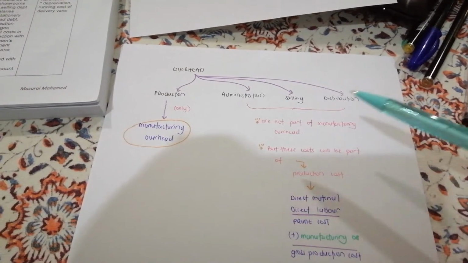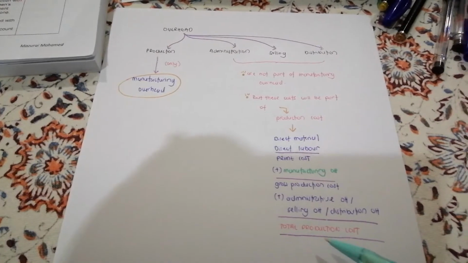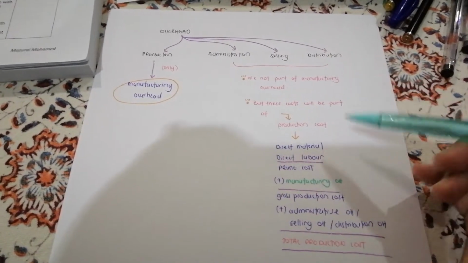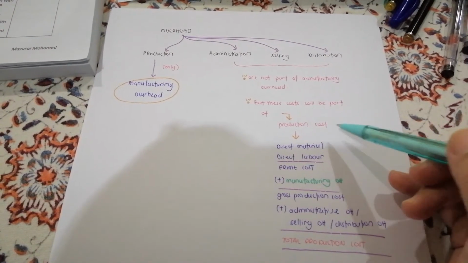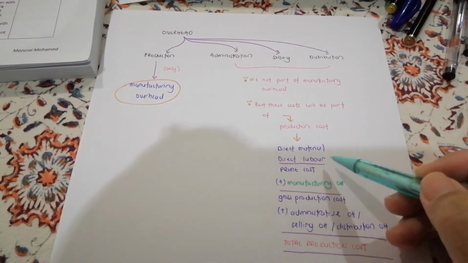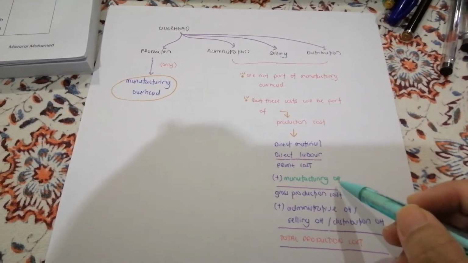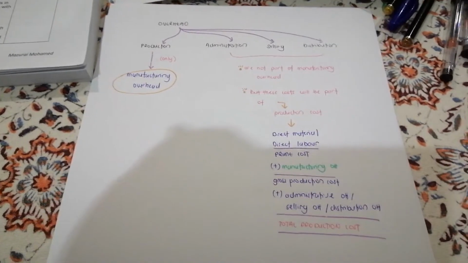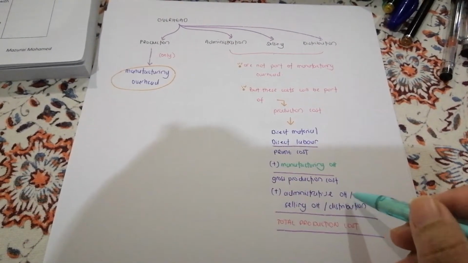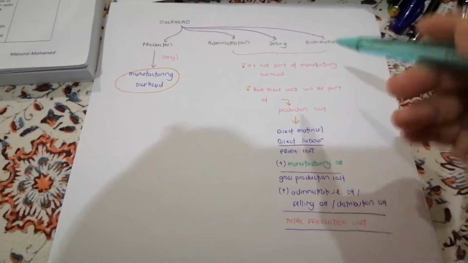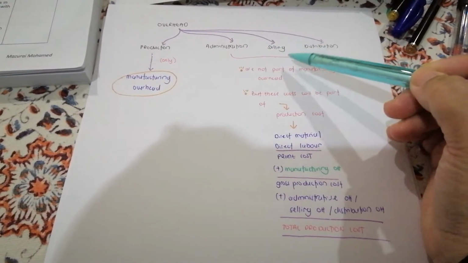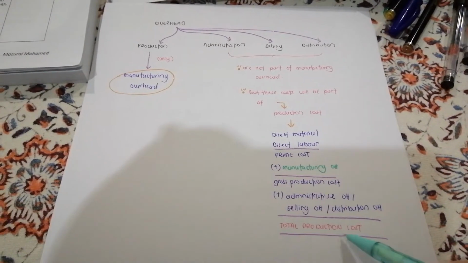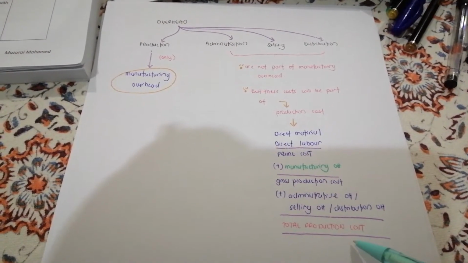But overheads from these departments are also included when we want to calculate the total production cost of the company. So how are we going to calculate the production cost? We take direct materials, add direct labor, then add the manufacturing overheads from the production department. Later we add the overheads from other functions such as administration, selling, and distribution. So we total up and come up with the total production cost.